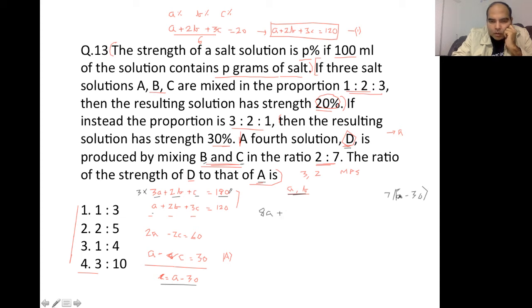Plus, now I have 6B here, and we are doing minus 4B, minus 2B here. So we have 8A plus 4B plus 4B, and the C is eliminated, is equal to 540 minus 120, which is 420. And then if I divide by 4, I'll get 2A plus B is equal to 105.